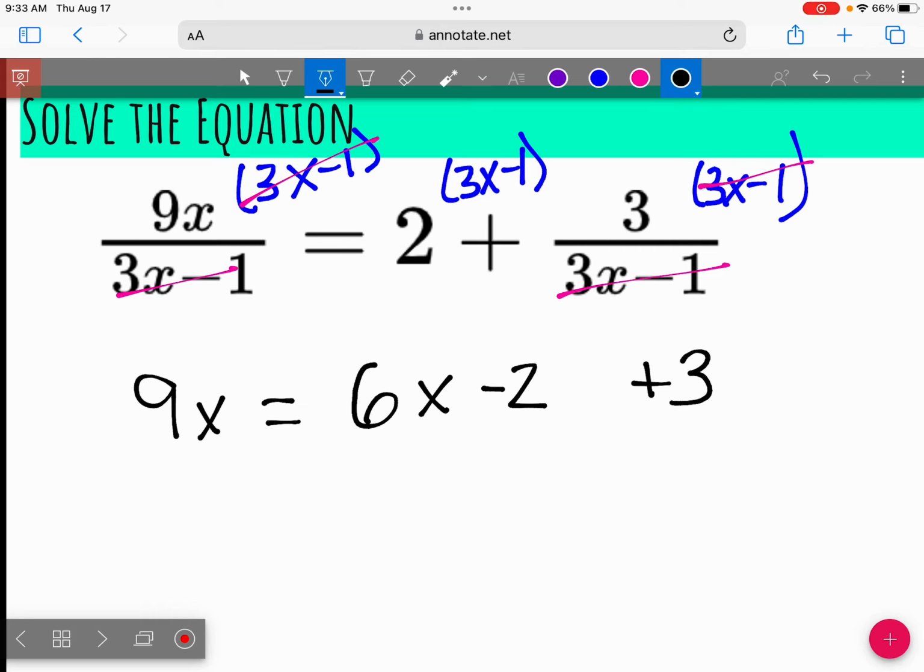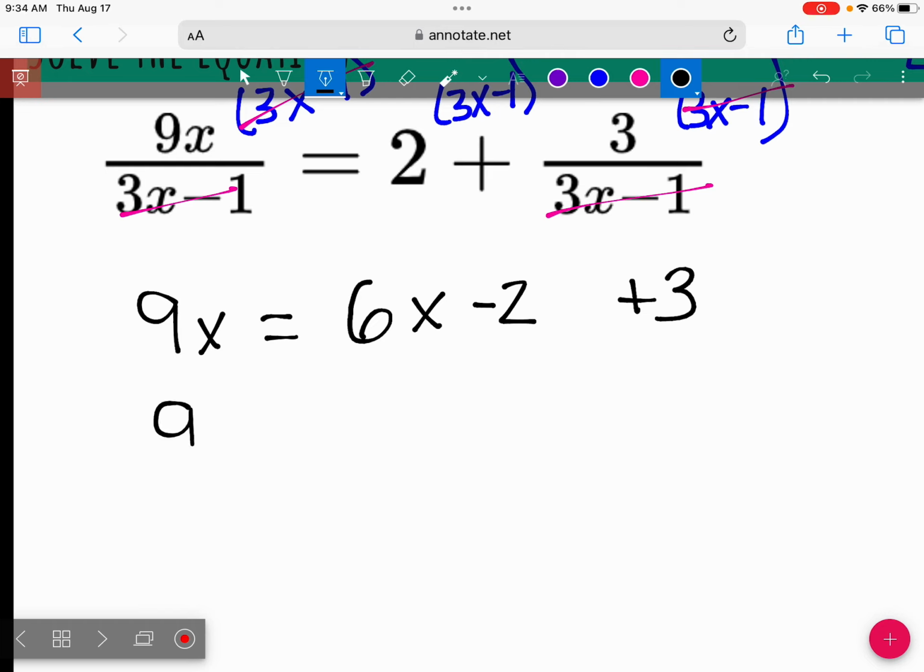We multiplied these together and I just distributed them here. If you need to write out more steps, that's fine, but I'm also okay with us jumping steps, combining things together, as long as we're careful. Because what we get is 9x equals 6x plus 1.